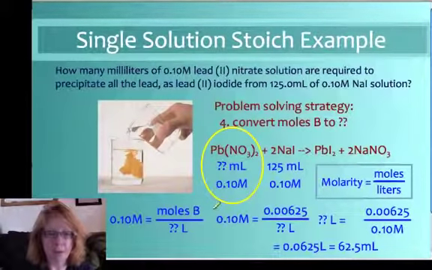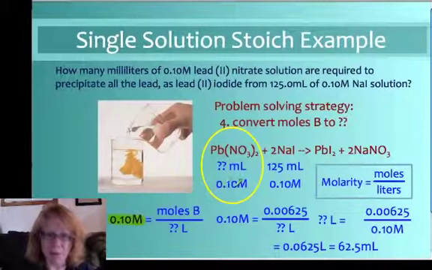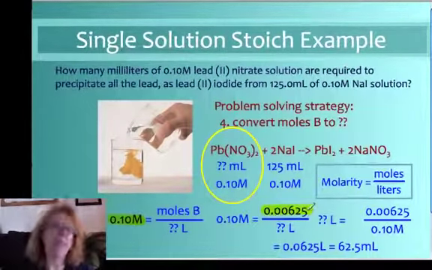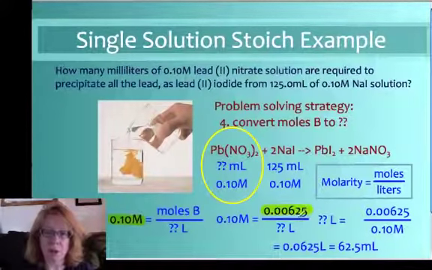So what have I got? Well, I know this, 0.10 molar, because that was what was given to me in the problem, is going to be moles of B over liters. And I'm looking for volume, so that's good. Well, here's my moles of B. Where did I get that from? That's the answer from the previous step. Remember, we got that from the stoichiometry step.